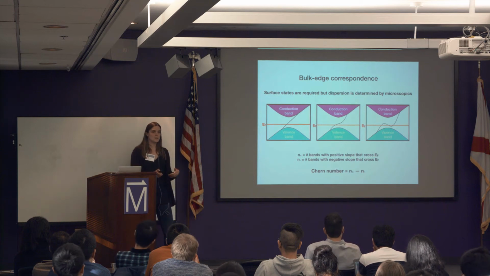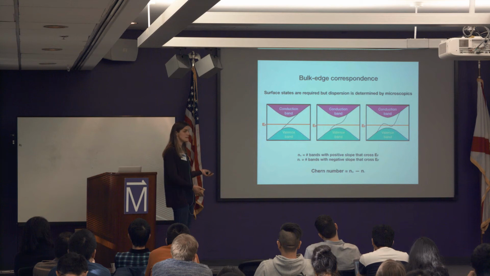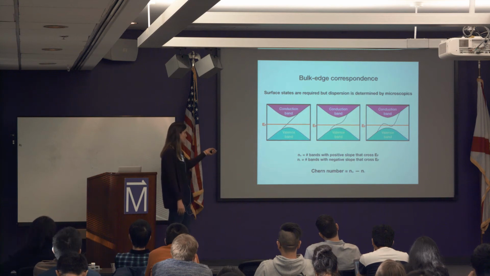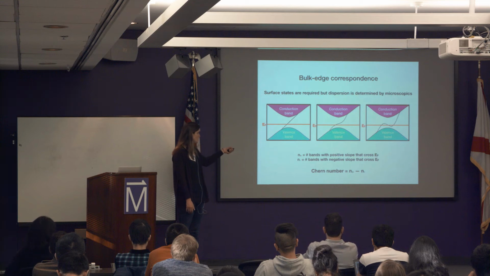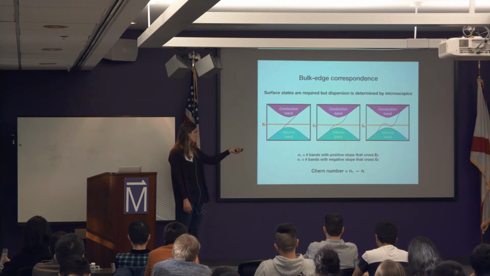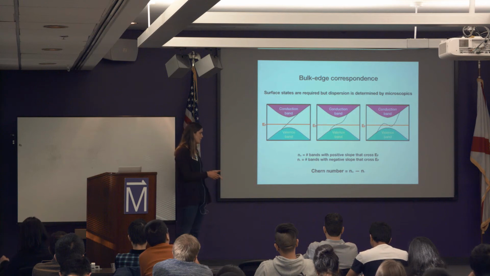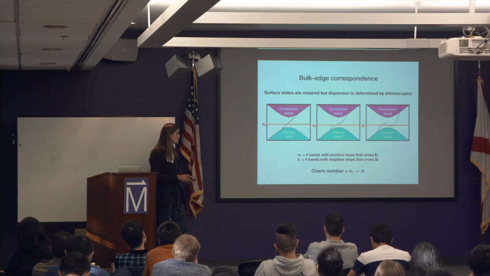And so the way to do this surface state diagnosis of a quantum Hall state, or any state with a Chern number, is to draw your Fermi level as a straight line and count the number of bands that cross it, counting them with their slope. Bands that cross with positive slope count as +1. Bands that cross with negative slope, like this one, count as -1. Subtracting the minuses from the pluses gives us a practical way to get the Chern number.